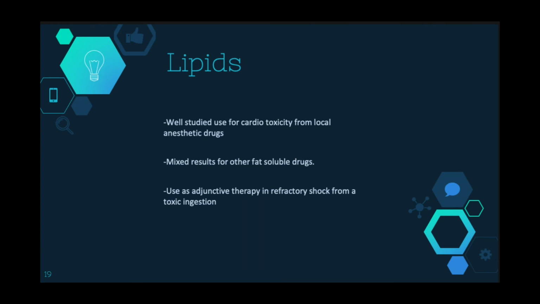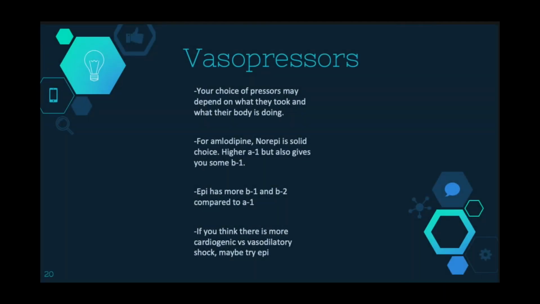So a word about the lipids. Giving lipids kind of came up for a lot of overdoses we saw. So we know that it's indicated for the cardiotoxicity from like the local anesthetics if people have a lidocaine overdose. And then there's mixed results for other fat-soluble drugs, but they basically say use it as an adjunct if someone is shocky and they had a toxic ingestion that maybe might be fat-soluble. So I think they usually have a low threshold for trying that if someone is on death's door.